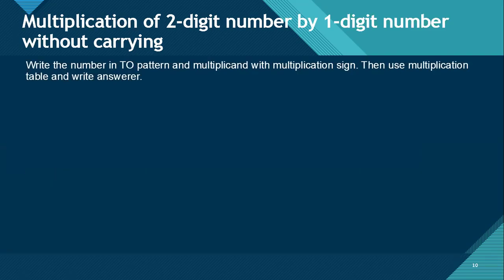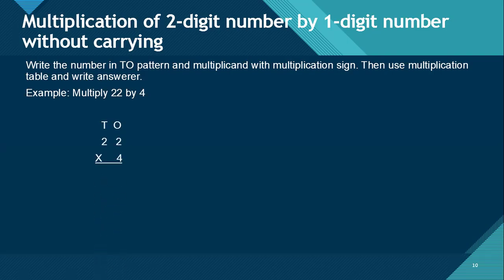The topic is the multiplication of a 2-digit number by a 1-digit number without carrying. So before doing multiplication, we have to follow some steps. What are the steps? The steps are very simple. We have to write the number in TO pattern, that is a tens and ones pattern, and the multiplicand and the multiplier in TO pattern, with the sign of multiplication. The sign of multiplication is the capital X. So suppose we have one example, that is a multiplication of 22 by 4. So what do we do? We have to write 22 in TO pattern.